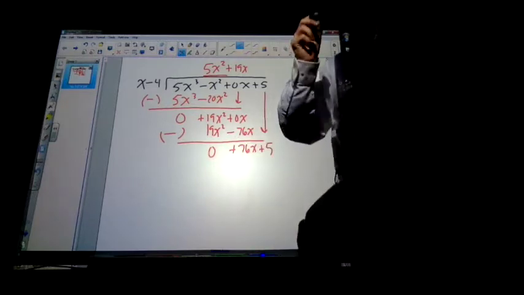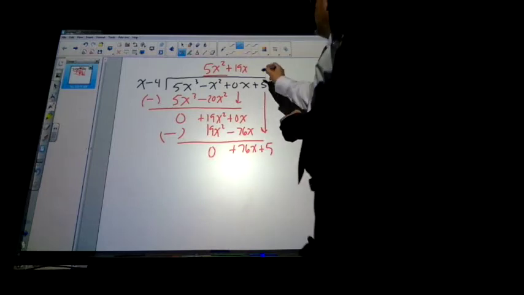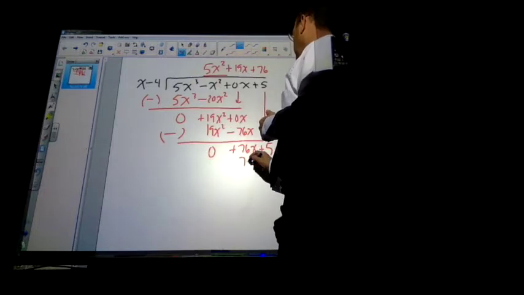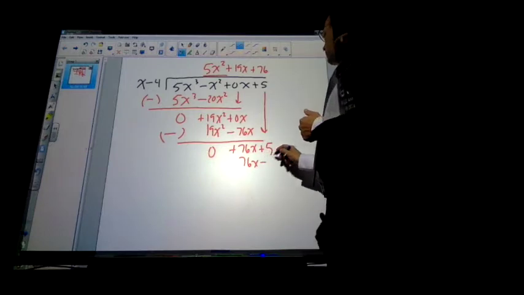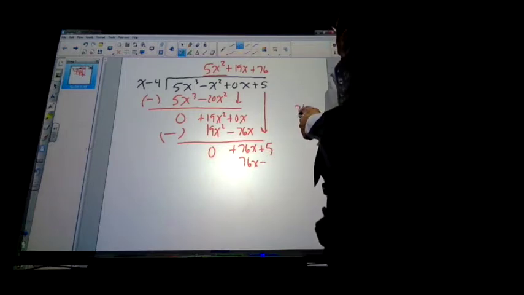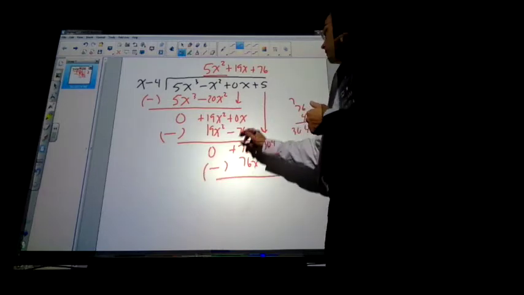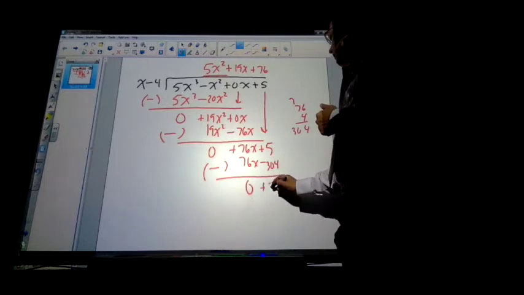What do I have to multiply times x to get 76x? 76. Okay, 76 times x is 76x. 76 times 4. 4 times 76, 24, 28, 304. Again, I'm subtracting these. Those are 0. That's going to give me plus 309. So 309 is my remainder.